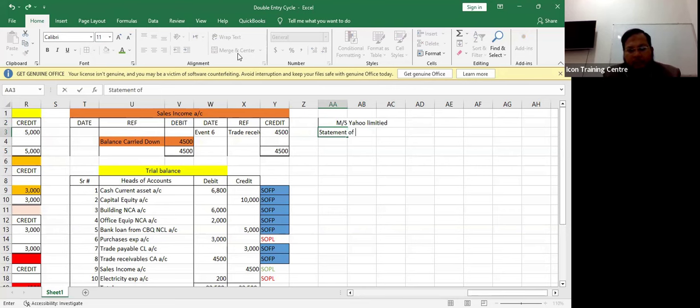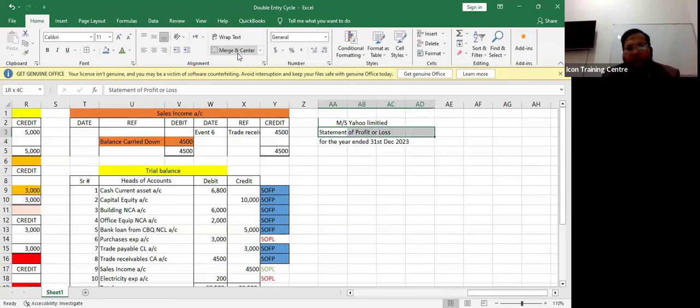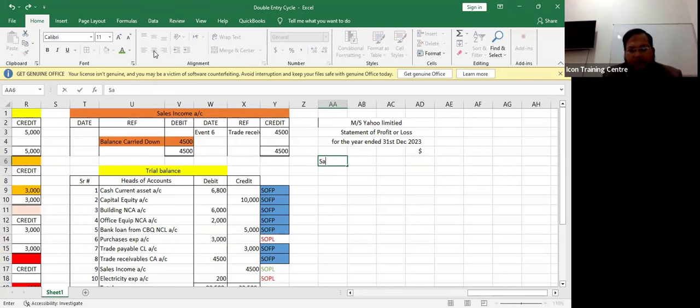And we are preparing the statement of profit or loss for the year ended, let's suppose, 31st of December 2023. That is how we prepare. This is the simple format of the statement of profit or loss. So we start with sales. You can see that in the trial balance, the sales are given. And how much is that? 4,500. So we'll write sales here.